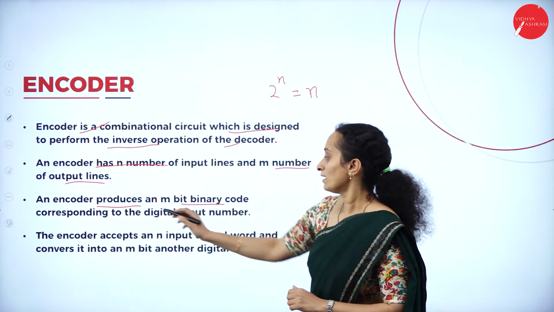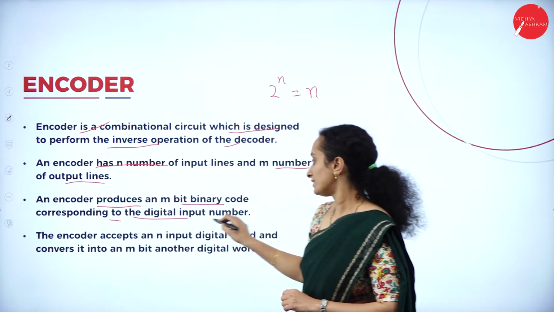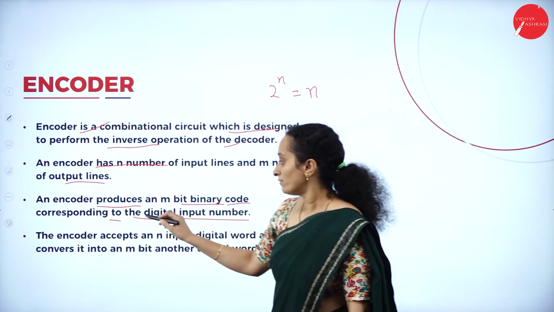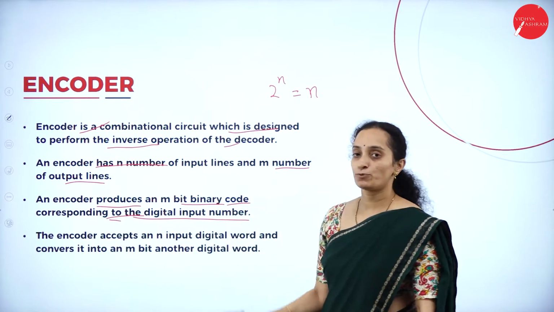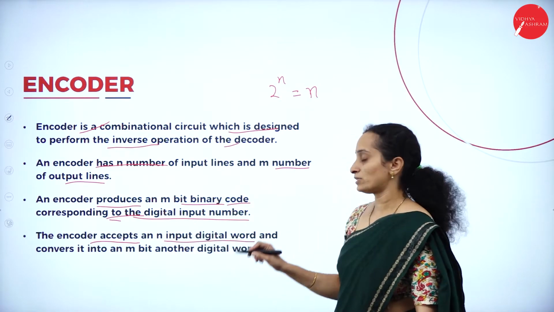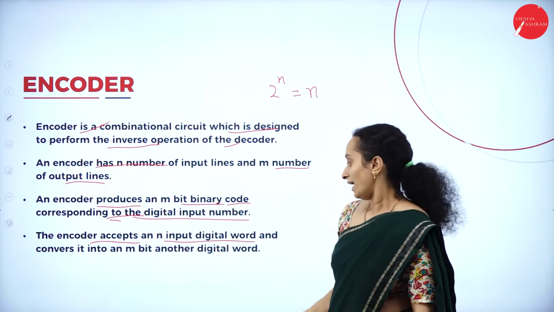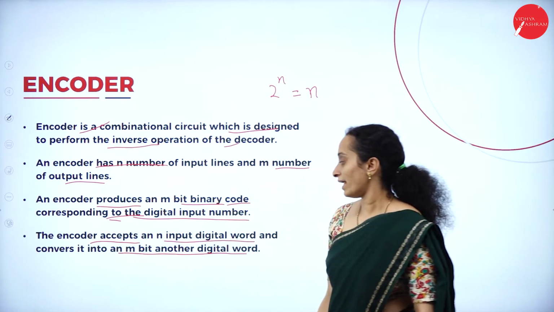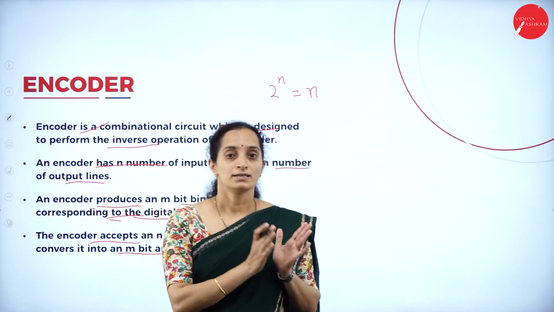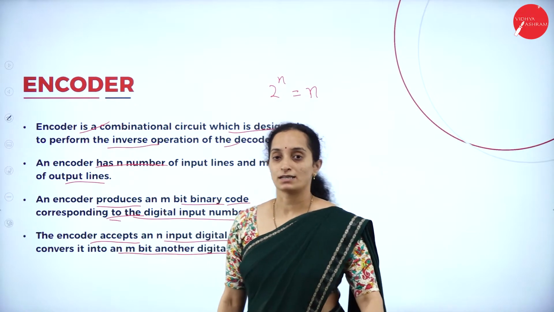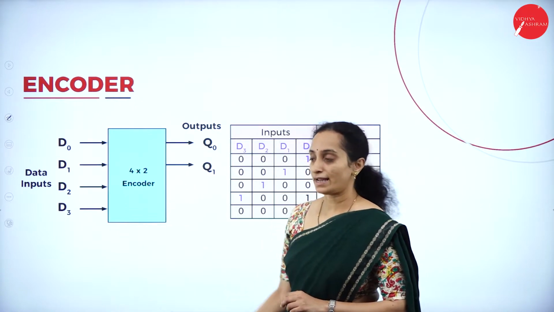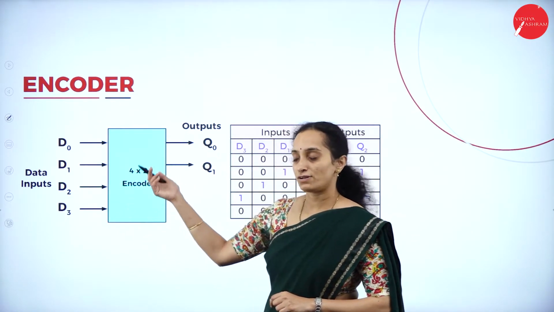Okay. Then we have the digital input number. An encoder usually produces an m-bit binary code which corresponds to the digital input number. The encoder usually accepts an n-input digital word and converts it into an m-bit another digital word, that is, from one representation to another representation. Okay, the diagrammatic representation or the state diagram of the encoder will be like this, reverse of the decoder.